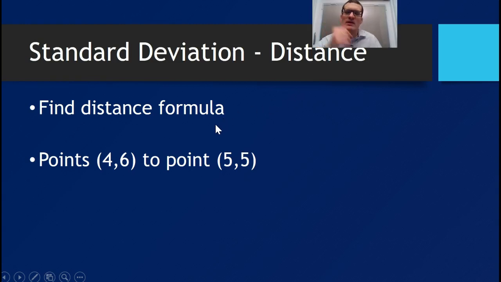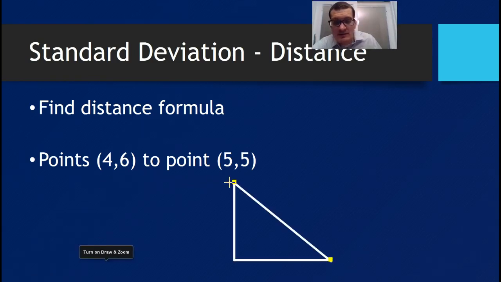So if you think about what a distance does, if we have the points 4, 6 and 5, 5, and I want to find the distance between those two points, how would I do that? All right, so this is how we'd do it. We'd say, well, 4, 6, let's put a point on the graph right here. And then 5, 5, let's put another point on the graph over here. And what you would do is you'd say the distance between them is this straight line.